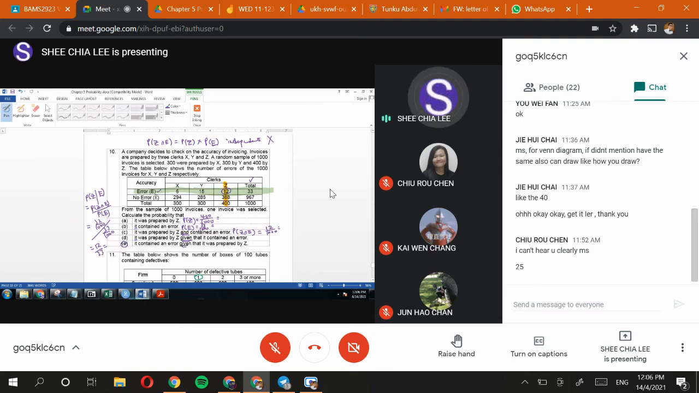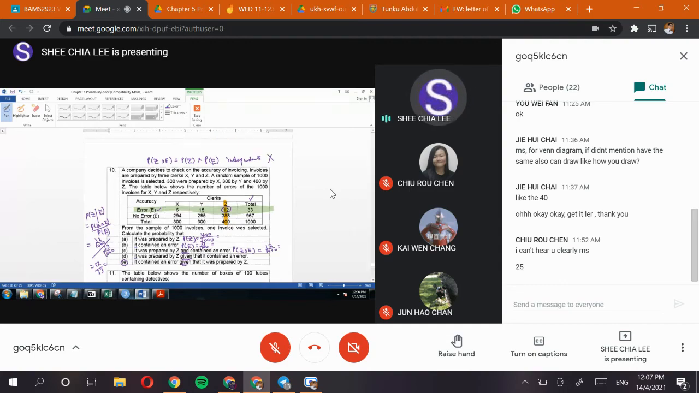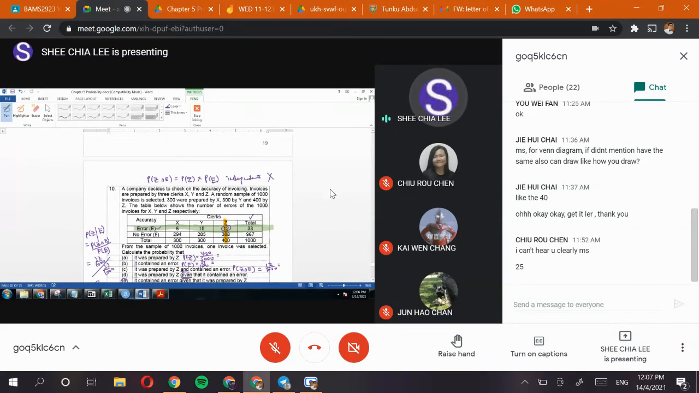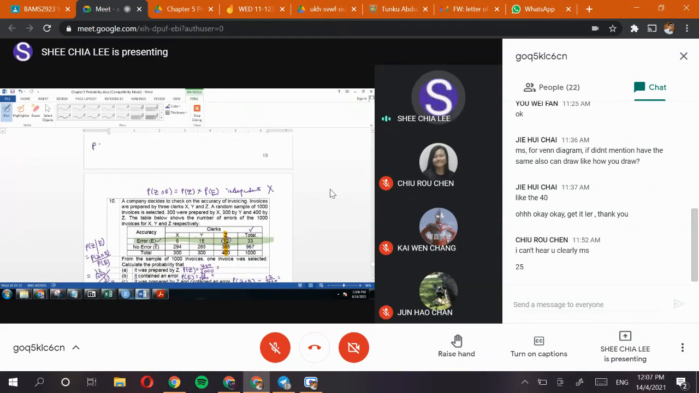So you have this keyword, given, and another keyword that we always see is or. Okay, or. So for example, they say what is the probability that the invoice selected at random is prepared by X or contains error. X or contains error. Okay, X or contains error, or means union. So you know X and E have an intersect. Can you see or not? So this is non-mutually exclusive.